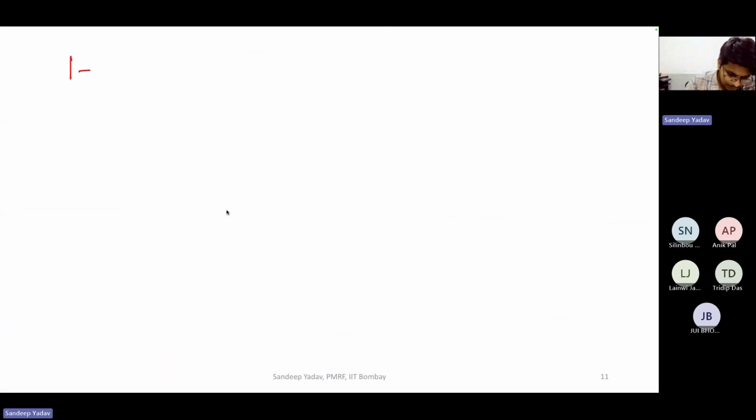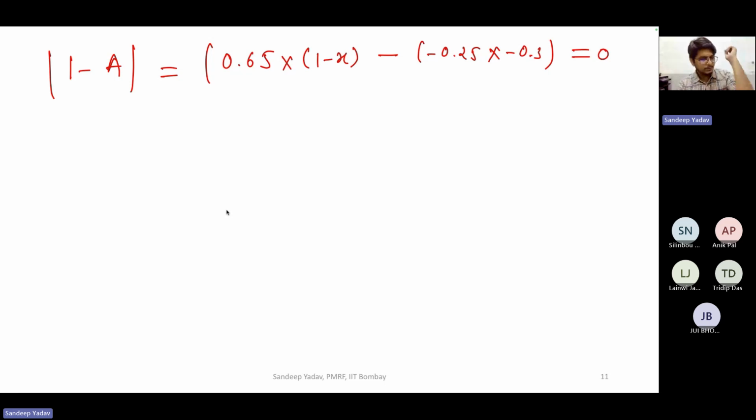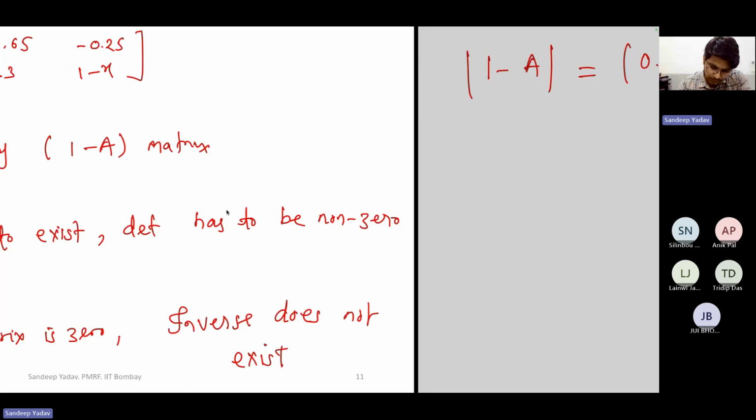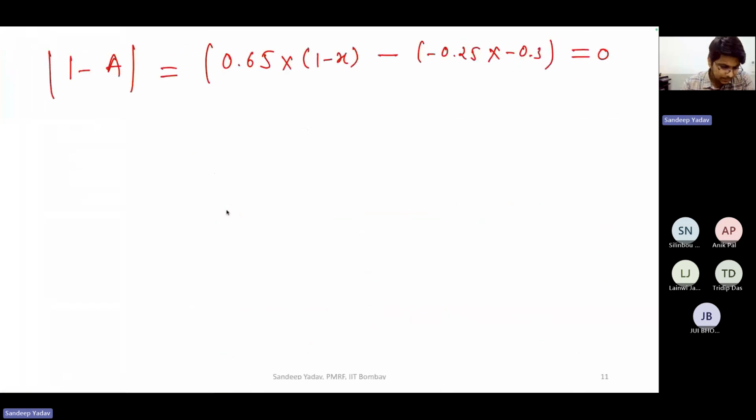So in that case, the determinant of I minus A should be (1 minus x) into 0.65, minus 0.25 into 0.3. So now we are calculating the determinant. It should be 0 for the value of x, then only the inverse of that matrix does not exist. So that's what is asked in the question, so we're considering it as 0.